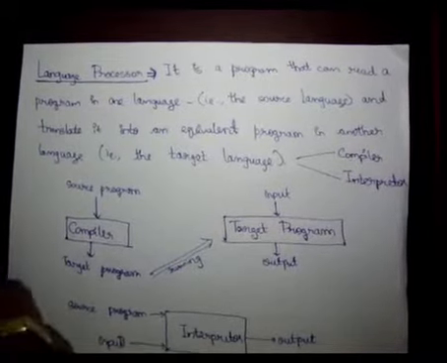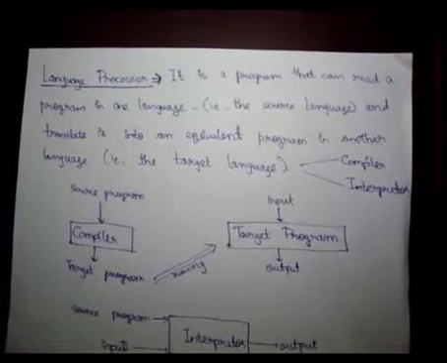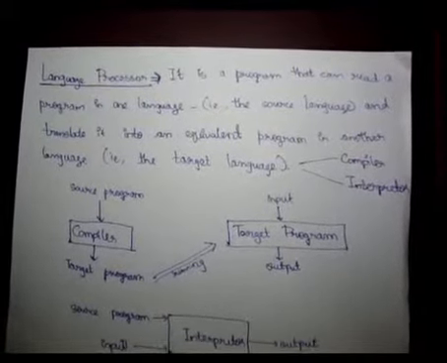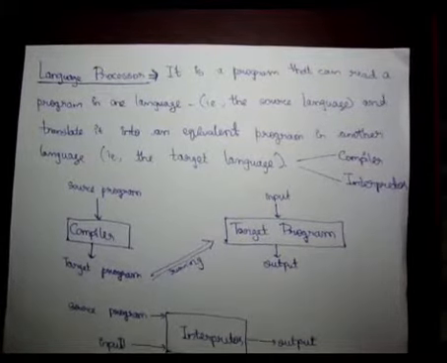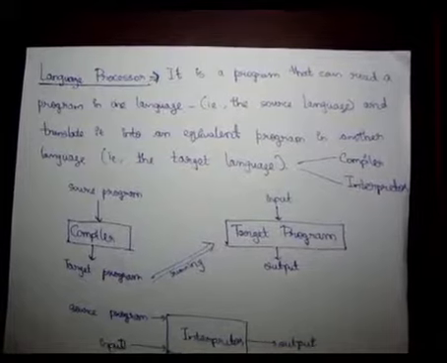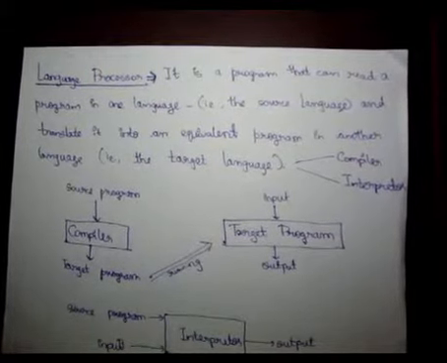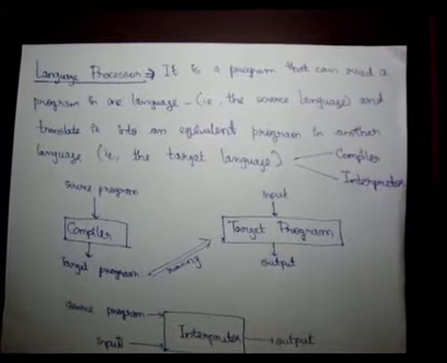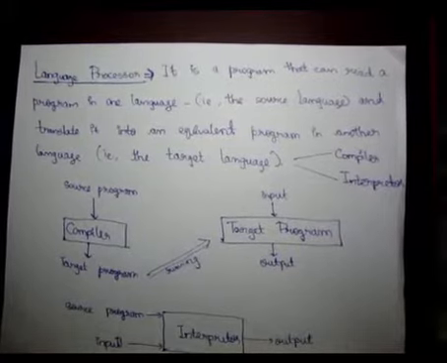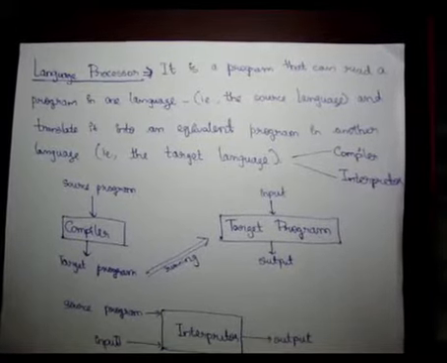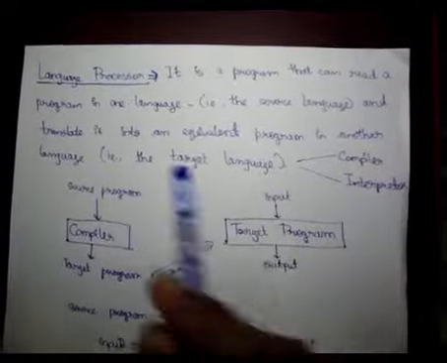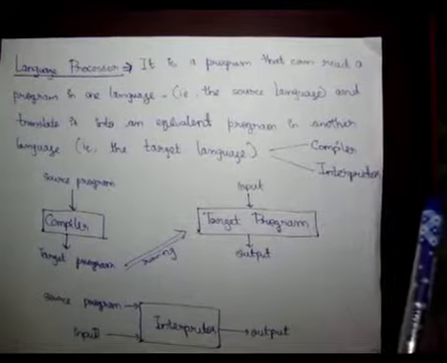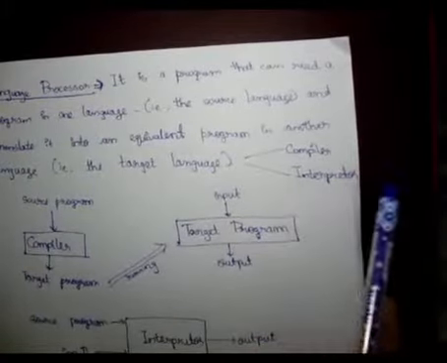To make these programs more understandable to the machine, we introduce another set of instructions, stored in a default manner in the system, which is known as a compiler. So what's a language processor basically? A language processor is a program that can read a program in one language, the source language, and translate it into an equivalent program in another language, the target program. The two most famous types of language processors are the compiler and the interpreter.